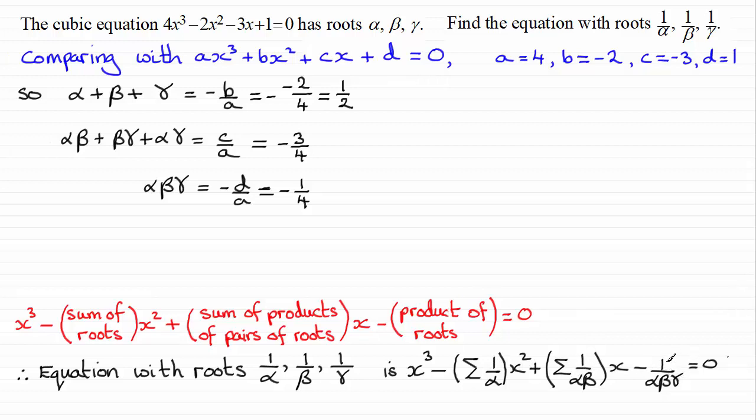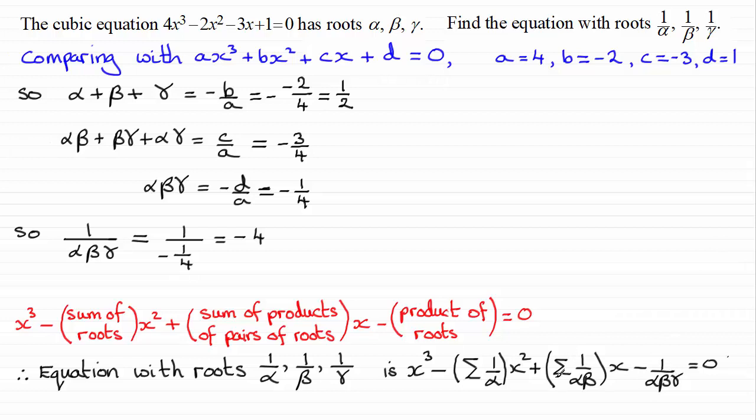So let's start with 1 over alpha beta gamma, because that's going to be the easiest here. If we look at this result here, clearly 1 over alpha beta gamma has got to be 1 divided by minus 1/4, which is going to lead to minus 4. So if we look at the product then of the new roots, 1 over alpha beta gamma, we put our values in, we end up with minus 4. So we've got this value here.